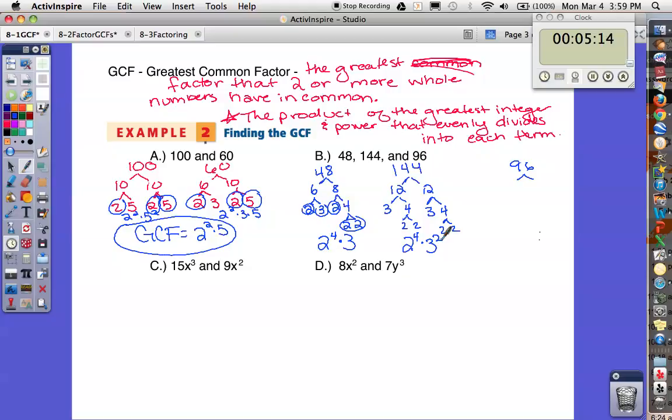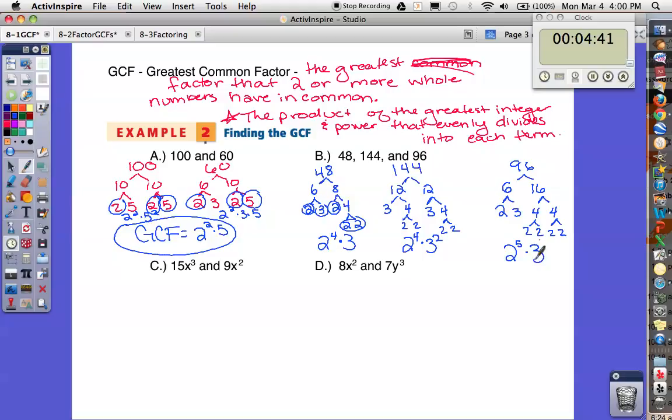Last one, guys, 96. 96 can be broken up into, who knows this one? Give you a little time to think here. Start you off. It's 6. 6 times what will give me 96? It's going to be 16. So you got to think of that on your own. Then break these up until we have prime numbers. This prime factorization for 96 will be 2, and we have 5 of them, times 3.